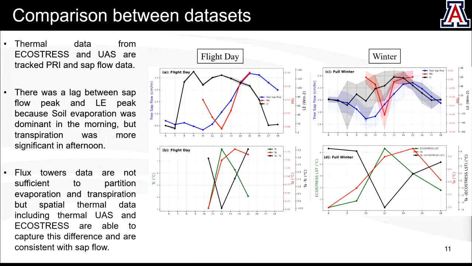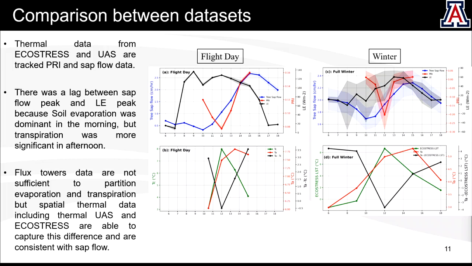Here you can see all the data sets that we used in this study, in the flight day and in the entire winter season. The diurnal sap flow, PRI, and latent heat flux are shown for both flight day and winter. Air and UAS-based canopy temperature and their deviation is shown here.